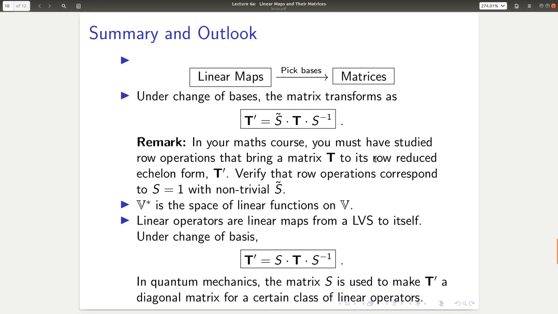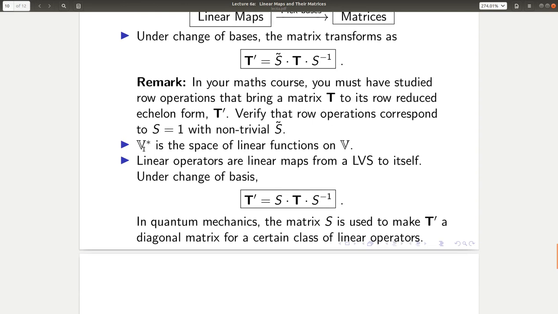Interesting exercises: does it make sense to take S tilde equal to 1 and then do column manipulations? Is there something called a column reduced echelon form? That's for you to think about. V star, I mentioned, is the space of linear functions on V, and this will appear in the next half of the lecture. We will see that a notion of length is introduced, and naturally we will get linear functions. This is something we will see pretty soon.